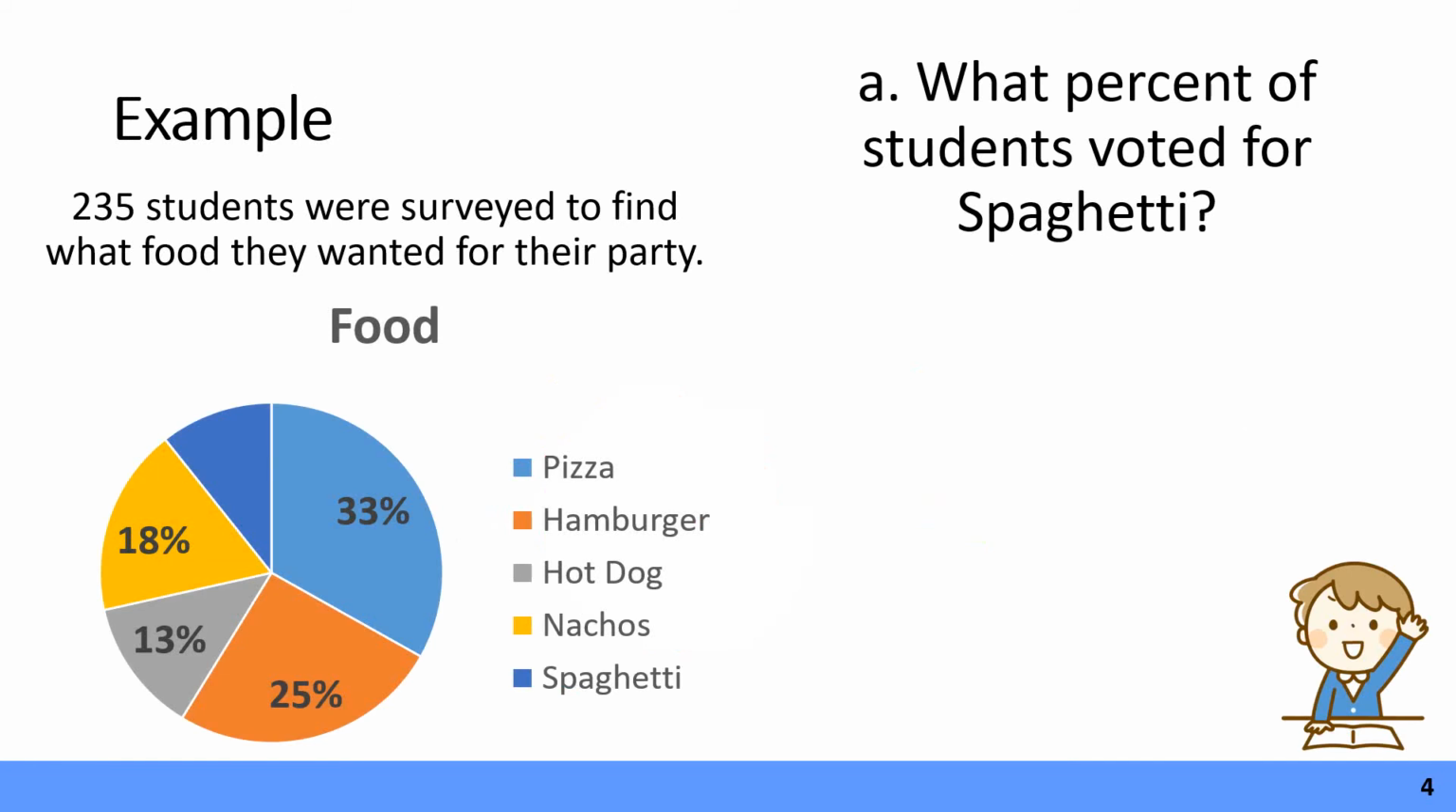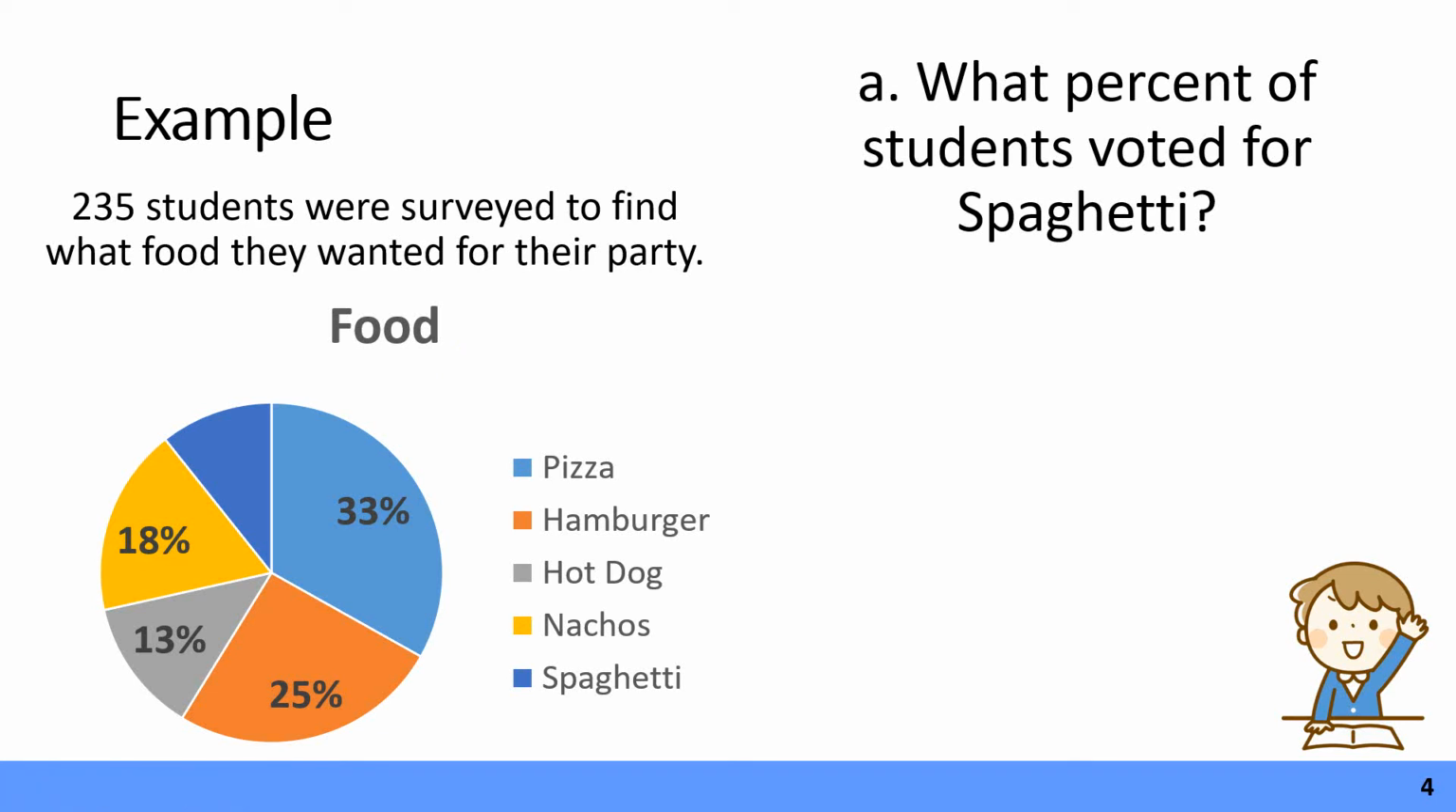Now, making sure that we know how to read a pie chart. Like I said before, pie charts have some certain categories. The slices are proportional, percentages add up to a certain percent, and we have different categories. So go ahead and read this one here just to make sure that we know how to read a pie chart. Here we have a pie chart where 235 students were surveyed to find what kind of food they wanted for their party. Right, so again, we have everything here. We have a title, it could be food.